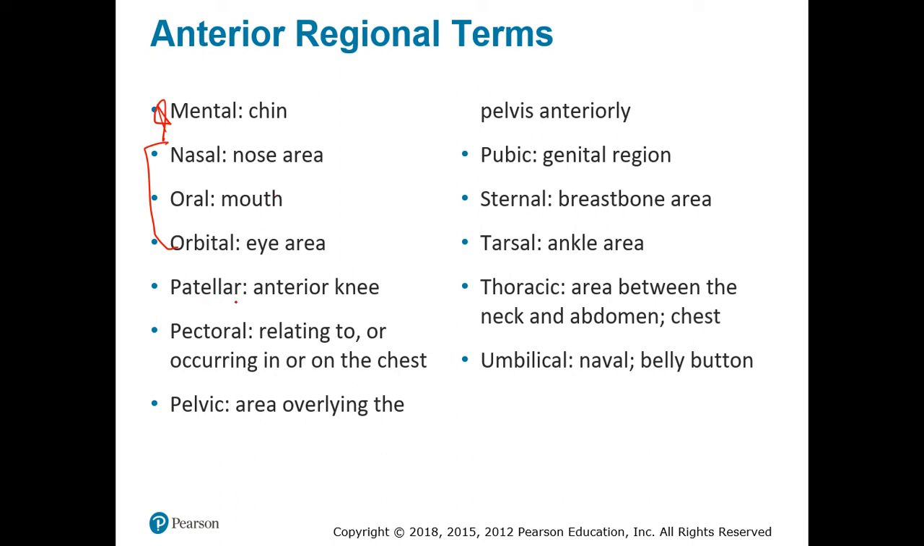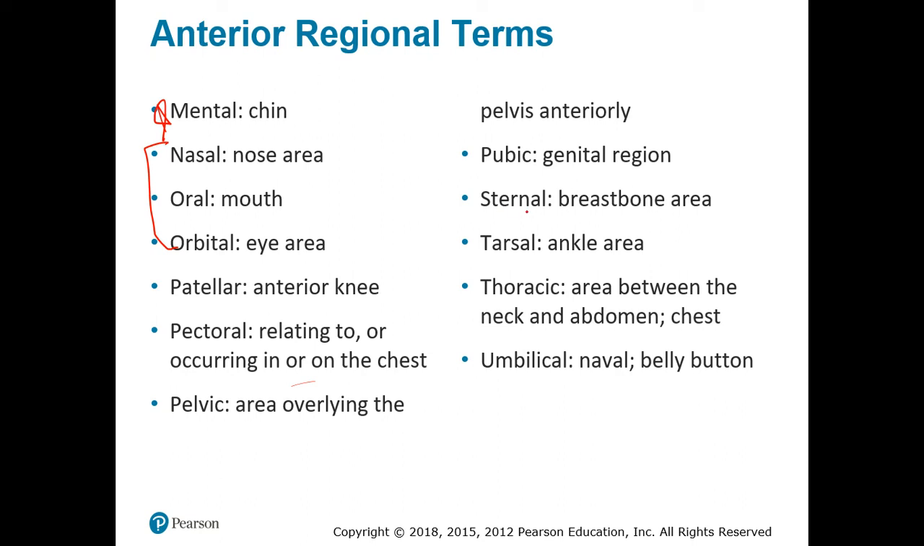We have our patellar, which is named after the patella, which is your kneecap. Your pectoral is around or on your chest. Think of your pecs. Pelvic, this is the area near your pelvis. Pubic is going to be your genital areas.